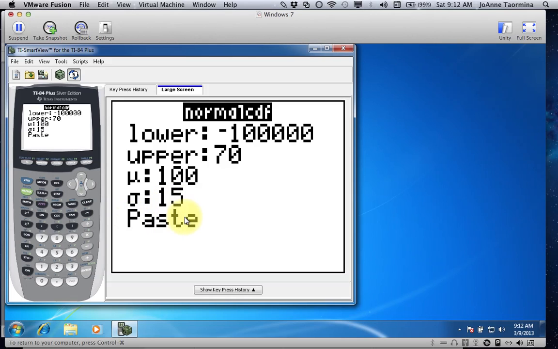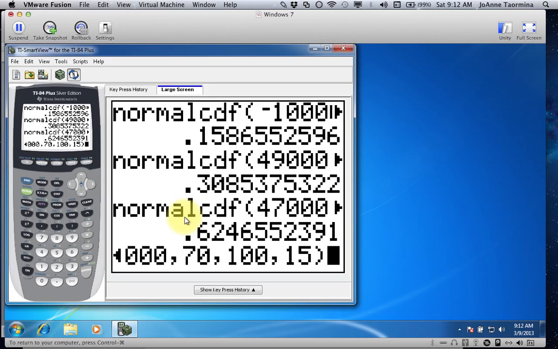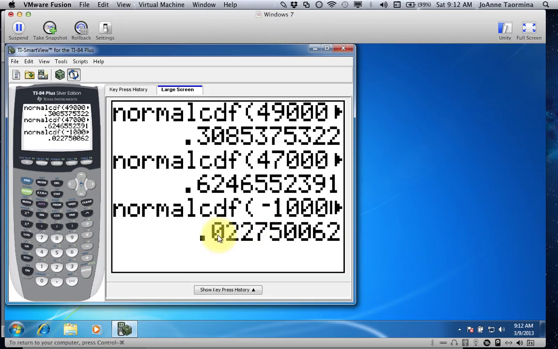This will give us the area in the left tail. Instead of rounding at this point, we're going to take as many digits as we see on our screen, because this is going to be added to the area on the right tail, and we don't want to round until we get to the very last step. So let's take down 0.022750062.